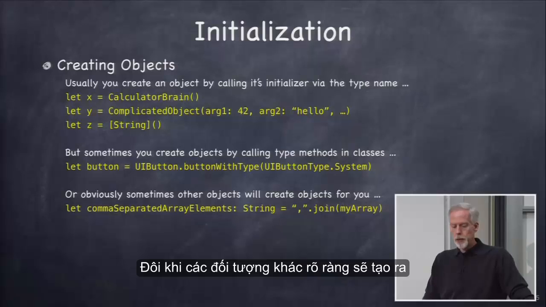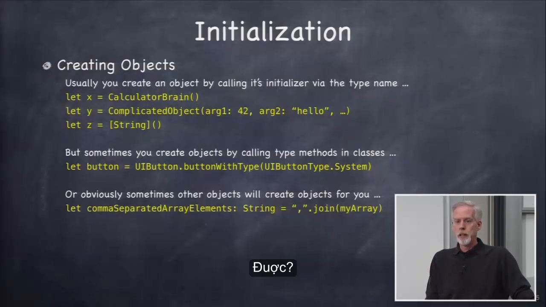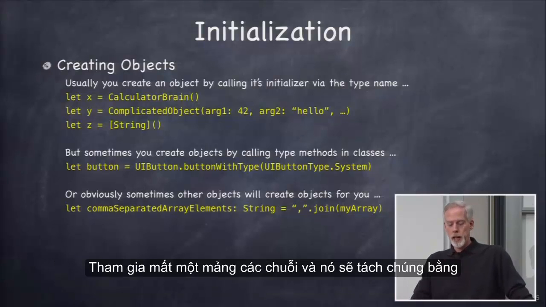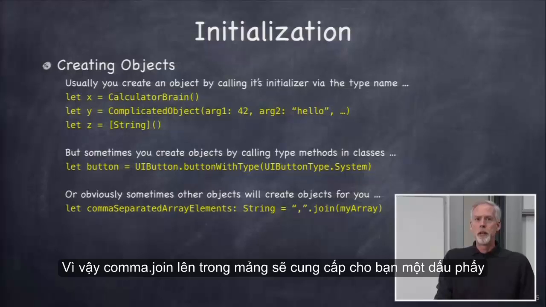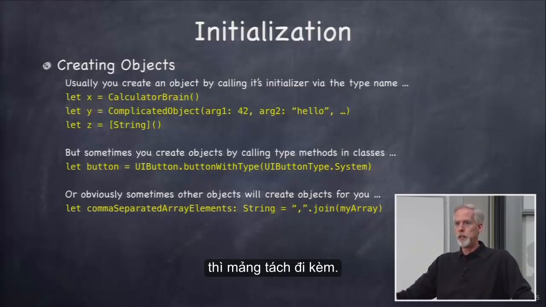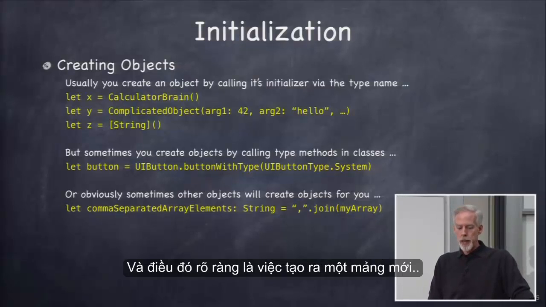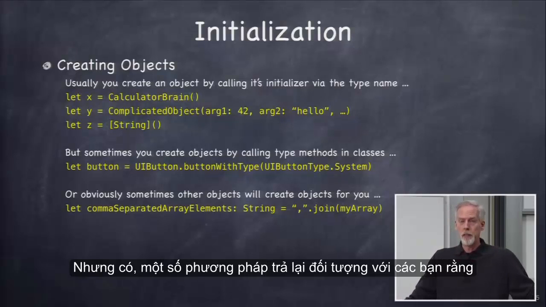Sometimes other objects will obviously create objects for you. So like here's a really cool method in string called join. Okay, join takes an array of strings and it will separate them by whatever string you send join to. So comma.join of an array will give you a comma-separated string, a string with the things in the array comma-separated. And that's obviously creating a new string. So this is kind of completely obvious, but yes, some methods return objects to you that were created.